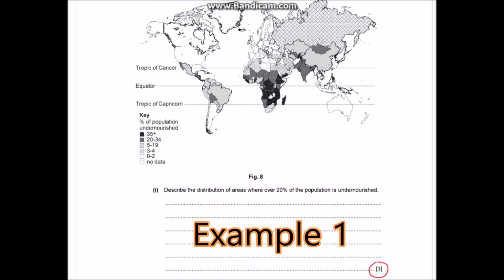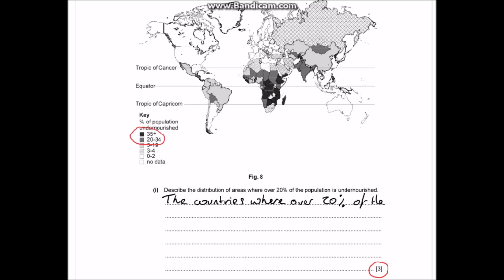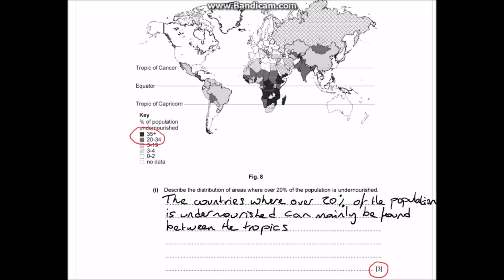So, first example. Alright, what we need to do is describe the distribution of areas where over 20% of the population is undernourished. So if you can see over here on this question, it's worth 3 marks. That means that we need to make 3 statements, and I've circled the areas that we need to look for on the map. So, as you can see, we're looking at the countries over here between the 2 tropics.